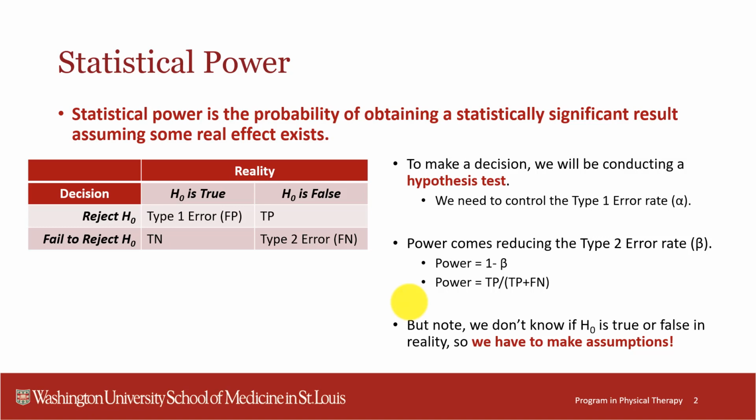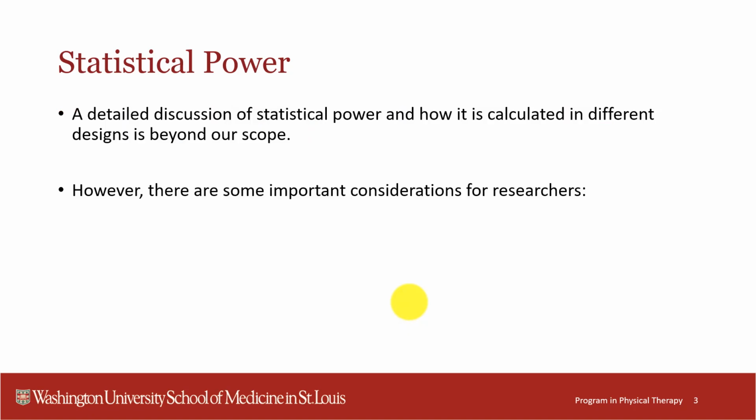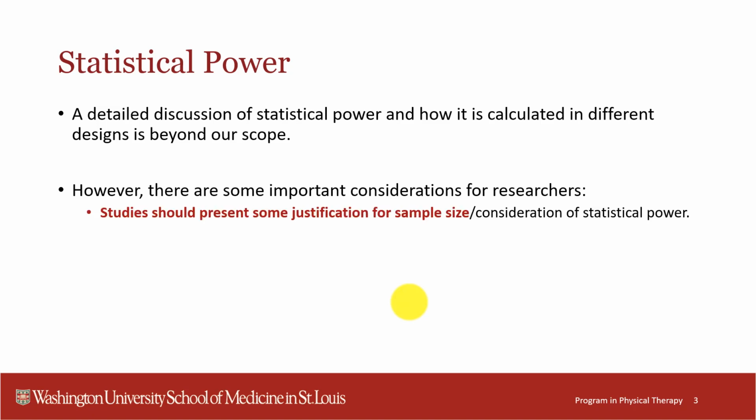We have to conduct a hypothesis test, and we're going to be balancing the cost of these two different types of errors. Now, a detailed discussion of statistical power is totally beyond our scope. That's a class in and of itself. And this video is already going to be probably longer than it should be. But there are some important considerations that I think you should remember if you get nothing else out of this video. First, all studies should present some justification for their sample size or consideration for statistical power.